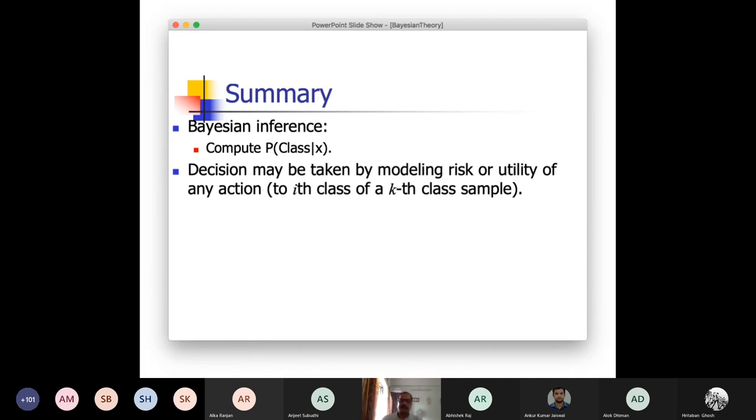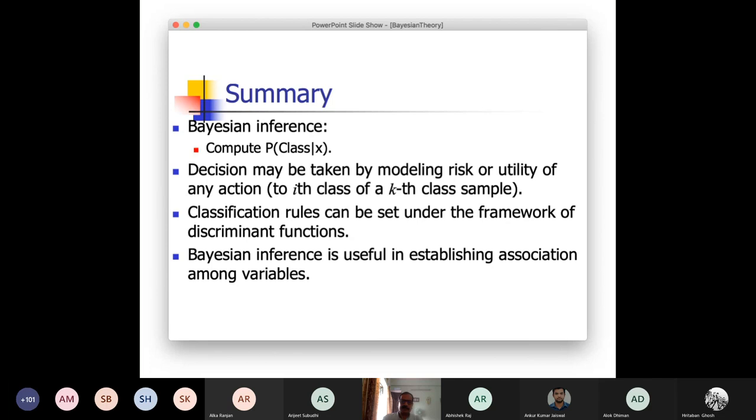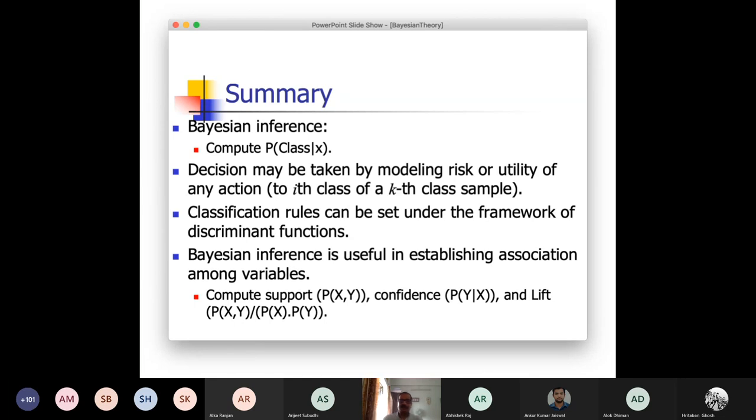Decisions may be taken by modeling the risk or utility of any action that we have discussed. Then classification rules can be set under the framework of discriminant functions. And Bayesian inference is useful in establishing association among variables. I should say it is a similar framework, not exactly Bayesian inference, because you are not always computing the posterior probability there. What you are computing, with the probabilistic interpretation, is the support, confidence, and lift. And using them, you take a decision whether there exists any association between X and Y. So particularly the rules should have high support and confidence, and lift should not be around 1. It should be significantly greater than 1, or significantly less than 1.